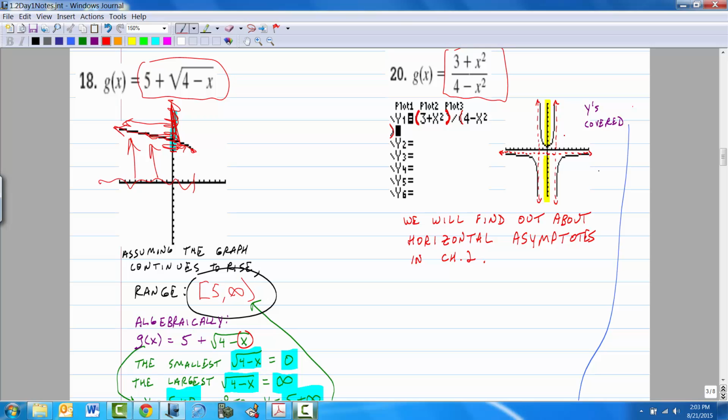This one is much more of a challenge. Hopefully I didn't make a mistake, just making sure. Yes. This one's much more of a challenge. This is that classic rational function. And this is what I promised about. Remember, I was going to show you a little bit about asymptotes that you need to know.